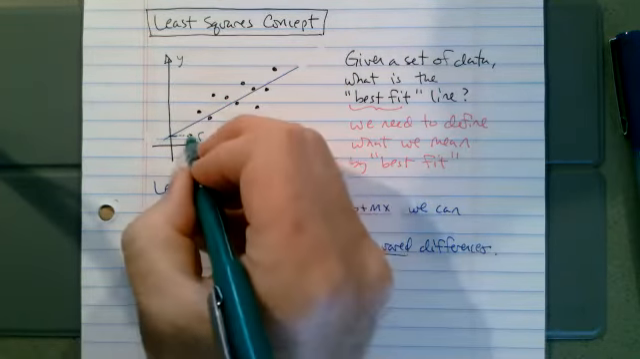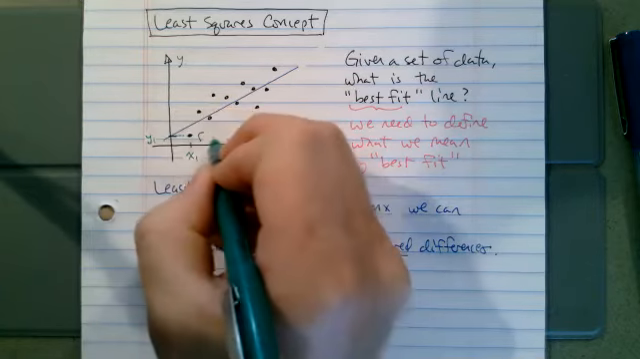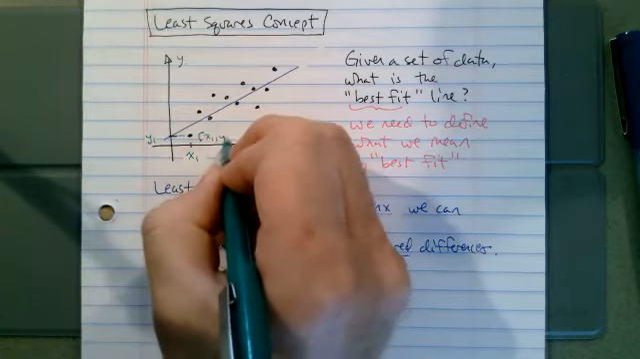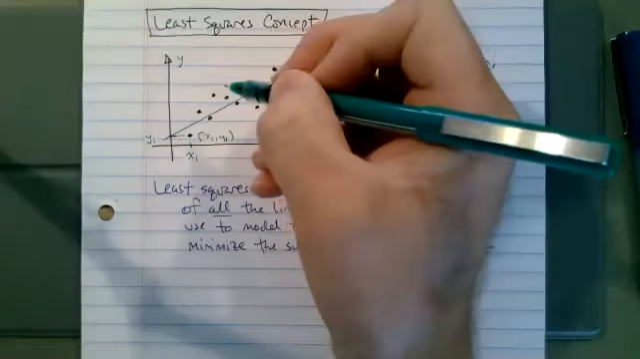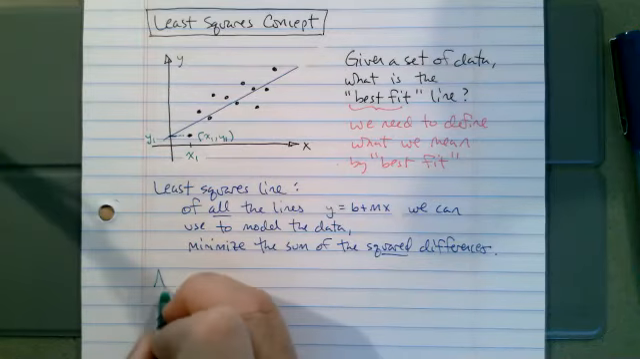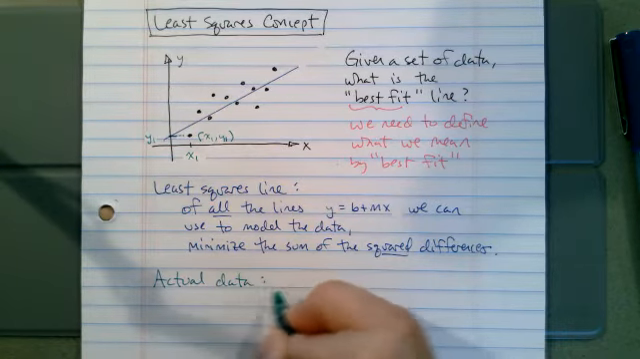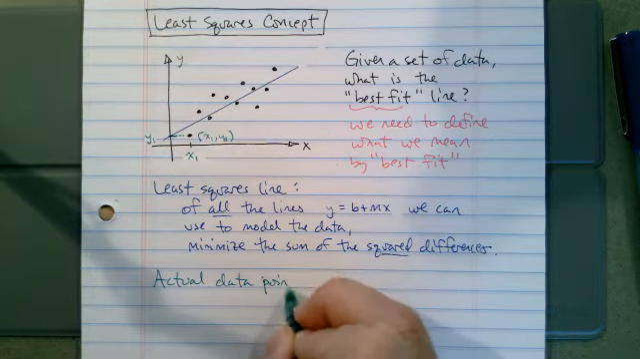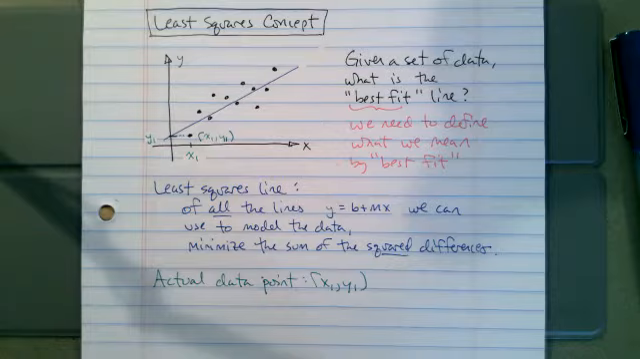So let's pick a point here. This is an actual data point, X1 and Y1. So there's a point X1, Y1. And then there's another point, let's say this point is going to be X2, Y2, and so on. So there's an actual point X1 and Y1. And then there's what the line predicts.